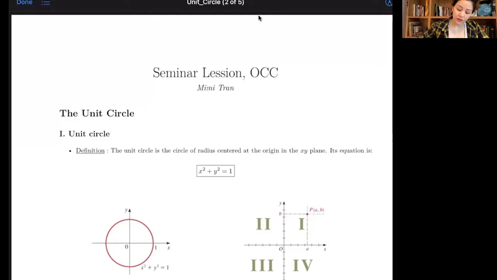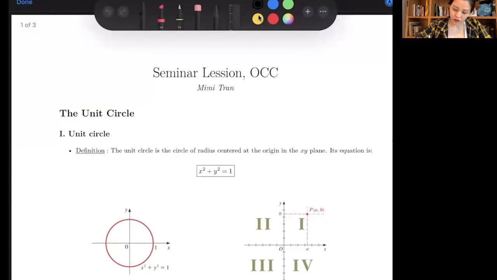Okay, so the definition: the unit circle is a circle with center at the origin in the xy plane and radius equal to 1. And the equation is x squared plus y squared equals 1.